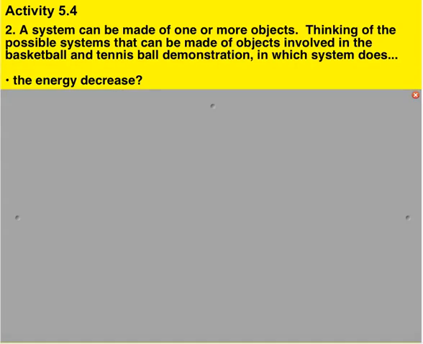So let's look at number 2 here. It says a system can be made of one or more objects. Thinking of the possible systems that can be made of objects involved in the basketball and tennis ball demonstration, in which system does the energy decrease? So let's think about it for a second and answer this. In which system does the energy decrease?